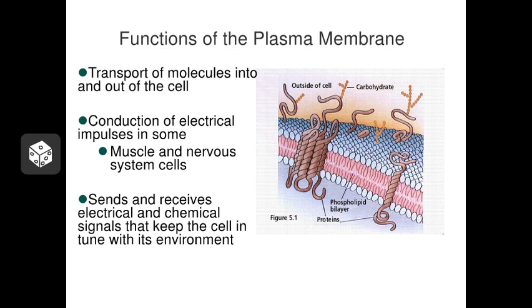Second, the cell membrane is important for communication. Cells communicate with one another by releasing chemicals called signaling molecules, and these chemicals bond with proteins on the cell membranes, and it sends different messages between the cells. Some cells also generate electrical signals, like nerve cells and muscle cells, and those electrical signals are generated across cell membranes or along cell membranes. So the cell membrane is important for the transportation of molecules in and out, and also communication between cells.